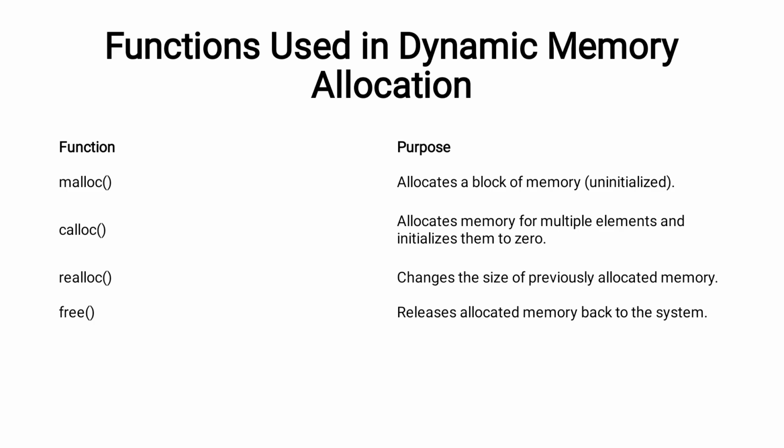Next, realloc. Using malloc or calloc, I am allocating some memory size. In future, if I want to increase or reduce that memory size, that is possible using realloc. It is used to change the size of previously allocated memory. That is the use of realloc function. Next, free. Once memory is allocated, we need to deallocate that memory by using the free function. So these are all the different functions used in dynamic memory allocation.